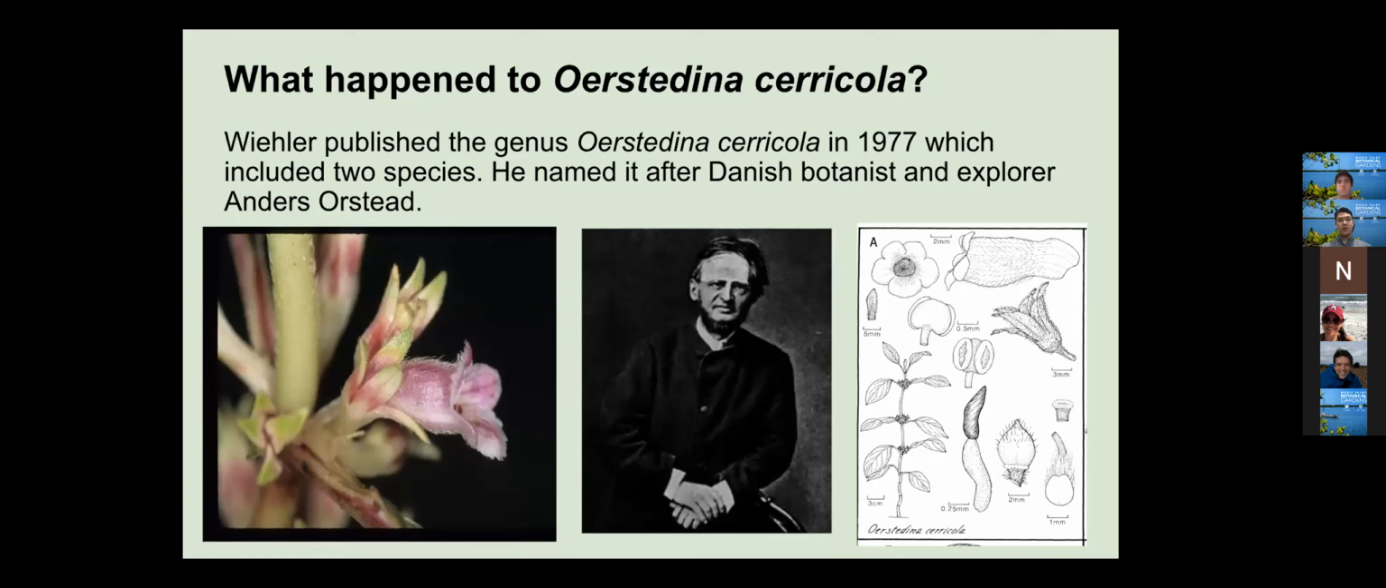What happened to Orsina sericola? Wheeler published the genus Orsina sericola in 1977, which included 2 species. He named it after Danish botanist and explorer Anders Orsted. And so you can see in the middle, there's a photo of him.